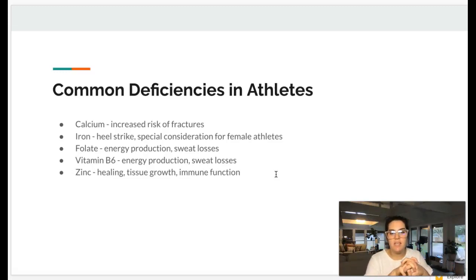Folate and vitamin B6 are both important for energy production and can be lost in sweat as well. So if we're producing more energy and burning more energy during athletic competitions and we're losing sweat, folate and vitamin B6 needs are going to be much higher. Zinc is a common deficiency across all individuals, but it's especially important for healing, tissue growth, and immune function. So if there is any injury or illness in that athlete, zinc is a really important nutrient.